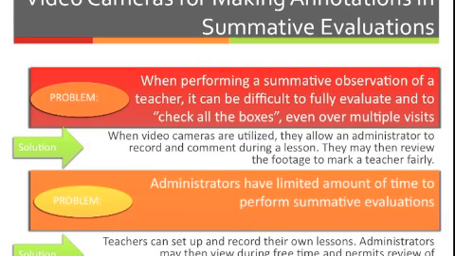Another problem is that administrators have a very limited amount of time to perform summative evaluations. Teachers in this case are able to set up and record their own lessons. Administrators can view these lessons in their free time when time permits and not necessarily during a busy school day.